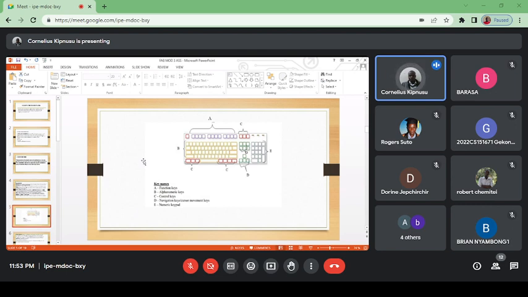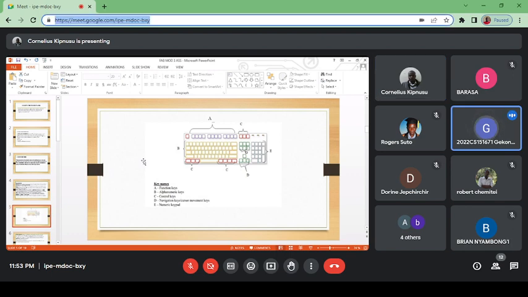We have got C. Can you tell us what key letter C is? These are control keys, and we earlier saw that control keys can either be used alone or in combination with other keys to perform a specific function.